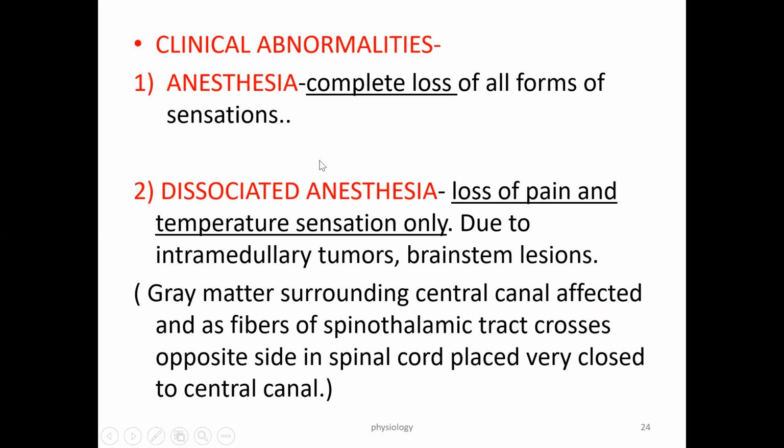Some clinical terminology. Anesthesia means complete loss of all forms of sensation. That means pain, temperature, fine touch, crude touch, all types of sensation are lost. That is called anesthesia. Dissociated anesthesia is a loss of pain and temperature sensation only. It is mainly because of tumors present in the central canal of the spinal cord, or intramedullary tumors. Why? Because in the canal the crossing takes place. That's why there's only loss of pain and temperature sensation.